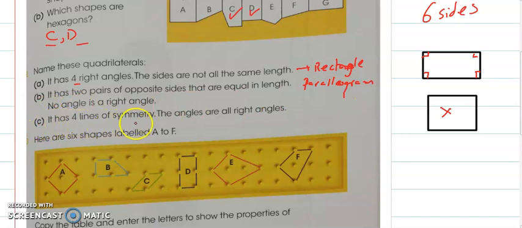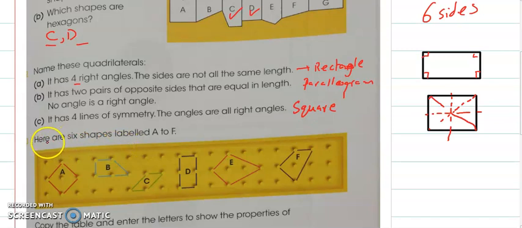Next, it has 4 lines of symmetry. The angles are all right angles. If you remember the lesson about lines of symmetry, a square has 4 lines of symmetry. This is the first line of symmetry. A square has 4 lines of symmetry, as you can see here: 2 lines of symmetry, 3 lines of symmetry. This is the 4th line of symmetry. Because a square has 4 lines of symmetry and all its angles are right angles, I would say the shape is a square.